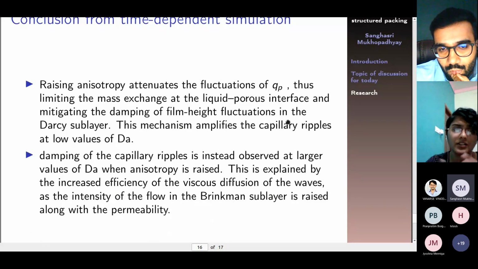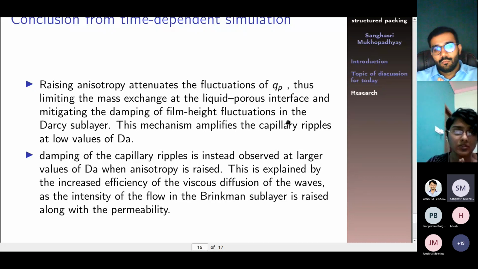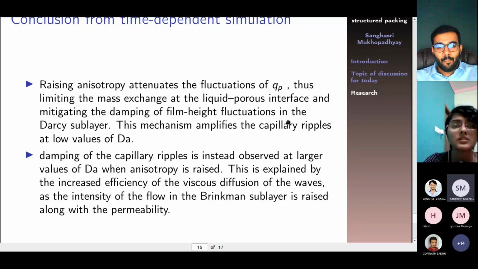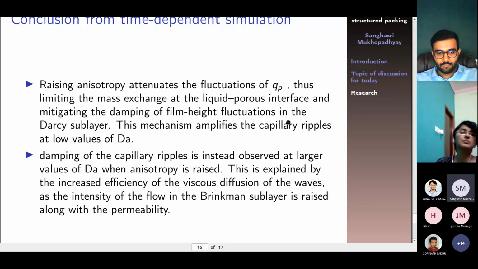So that's why we can say that if we raise the anisotropy, we reduce the fluctuation of QP, which is the flow rate in the porous layer. And that's how we limit the mass exchange between the liquid and the porous interfaces. And so the film height fluctuation in the Darcy sublayer decreases, and this mechanism amplifies the capillary ripples for the low values of the Darcy number.